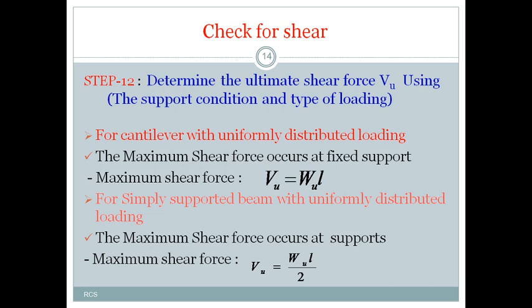For the shear check, we have to check whether the slab is resisting the shear force or not. For that we have to calculate the ultimate shear force. This ultimate shear force depends upon the loading condition and the type of support condition. If you are designing a cantilever slab with uniformly distributed load, then the maximum shear force will be Vu equal to W into L. It is more or less similar to your beam. And for a simply supported beam subjected to UDL throughout, the maximum shear force will occur at the support, that is V equal to WL by 2.